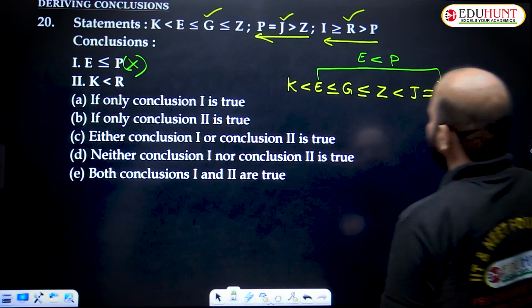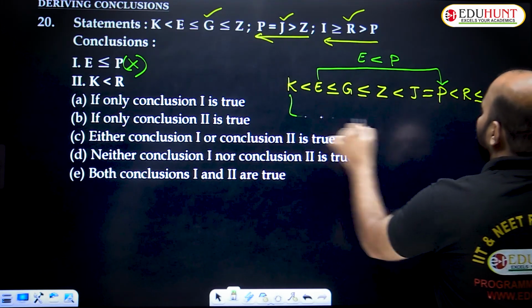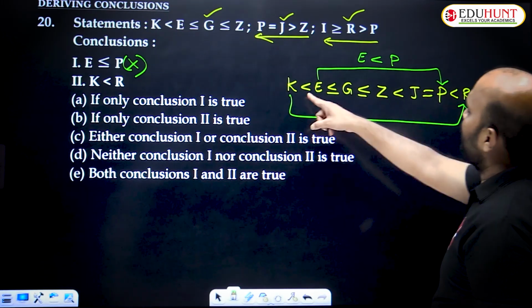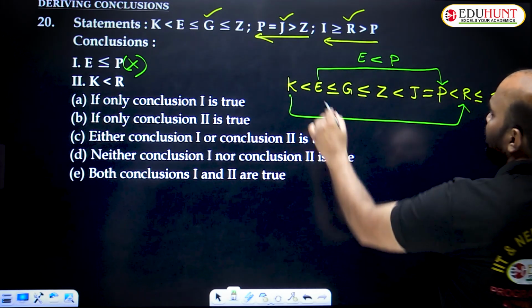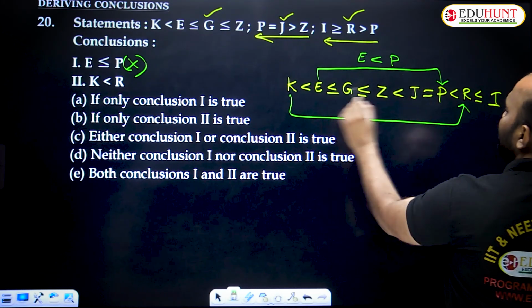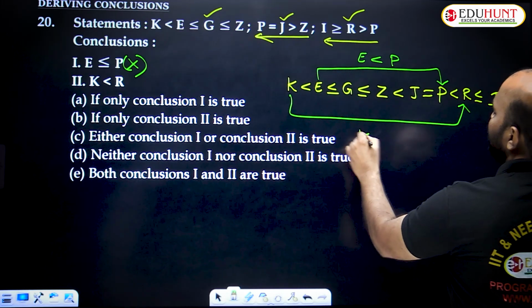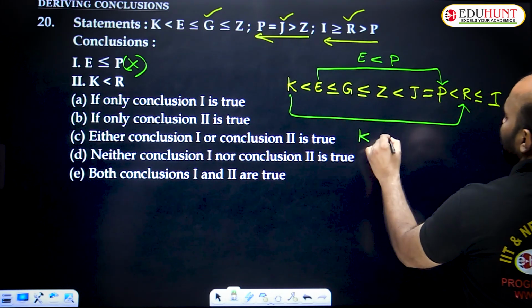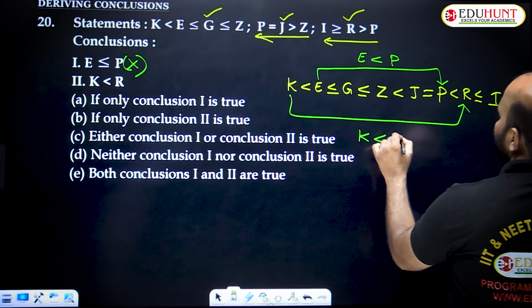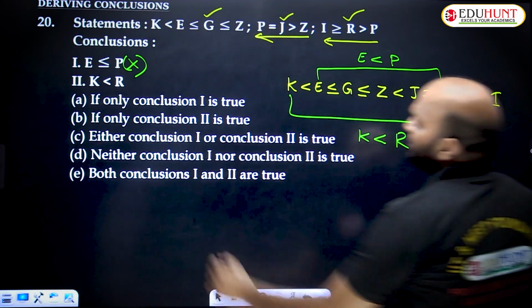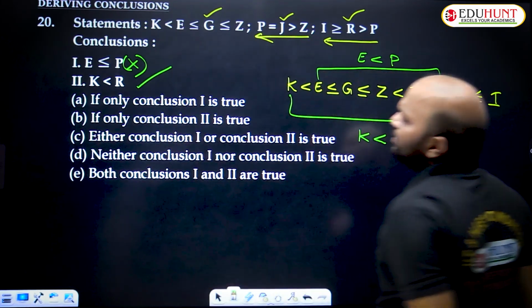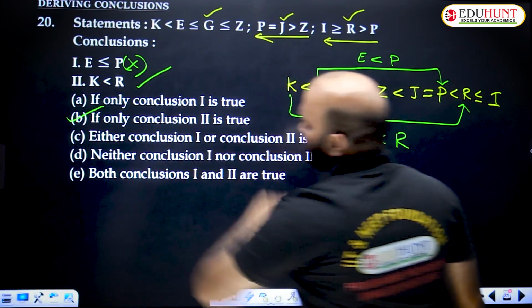Second one, K to R is asked. K to R, how many symbols appear? 1, 2, 3, 4, 5, 6, but only 3 kinds of symbols appear: less than, greater than or equal to, equal. So once a single one appears in that multiple comparison, that will be obtained as final. So K is less than R. Is it K is less than R? Yes, it is true. Only 2 follows, option B is the right answer.